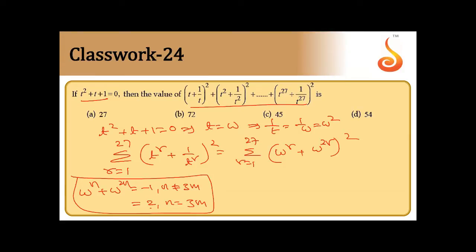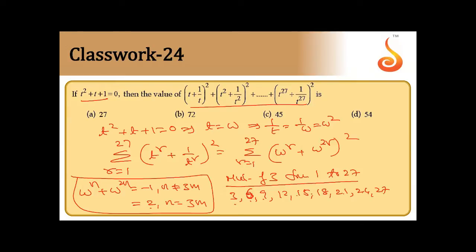So how many multiples of 3 from 1 to 27? How many multiples of 3 can you take from the 3 table here? 3, 6, 9, 12, 15, 18, 21, 24, 27. 1, 2, 3, 4, 5, 6, 7, 8, 9. 9 are there. So there are 9 multiples of 3.